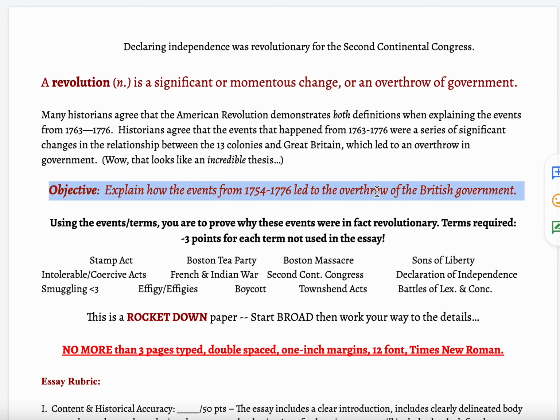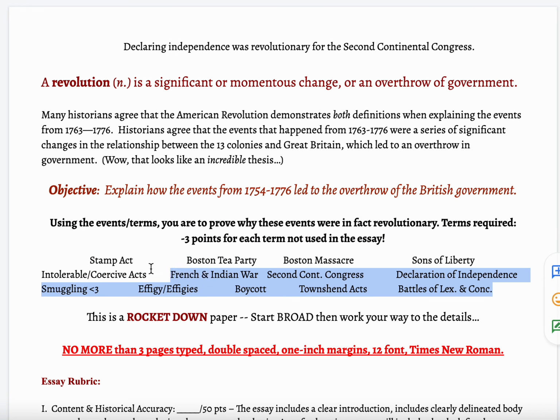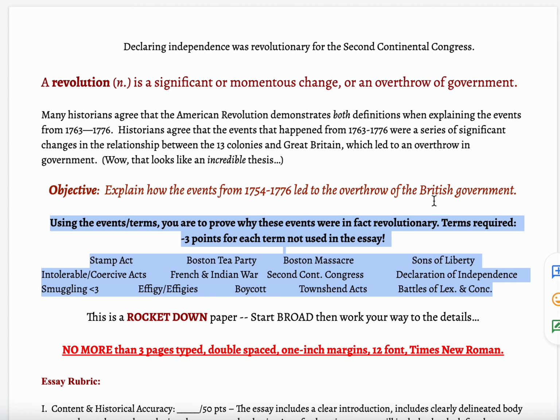Now, your objective is to explain how the events from 1754 to 1776 led to the overthrow of the British government. How did these events lead to overthrowing the British government and creating a new country? Because when the delegates created the United States of America, that's overthrowing the government and creating your own country. There you go.